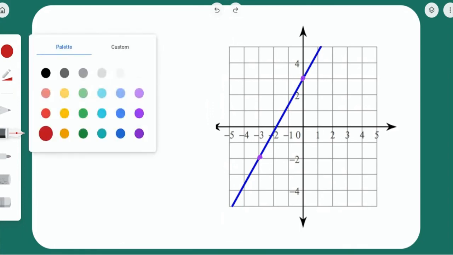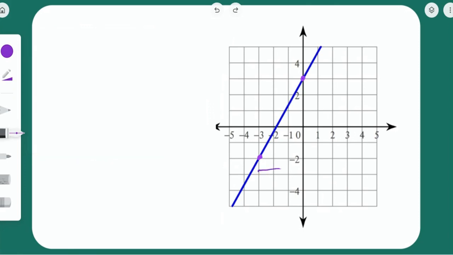Next, in order to find the rise over the run, we will count how many units we either go up or down in order to go from left to right. So to go from left to right, I must go up 1, 2, 3, 4, 5 units. And from left to right, I must go over 1, 2, 3 units. So my slope is 5 over 3.